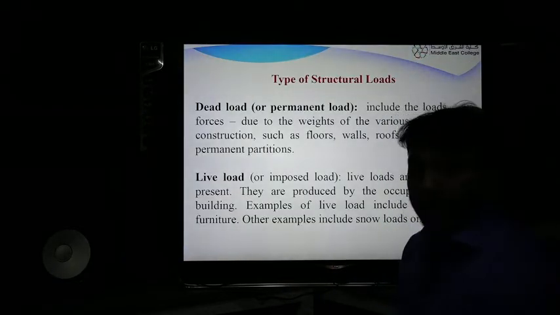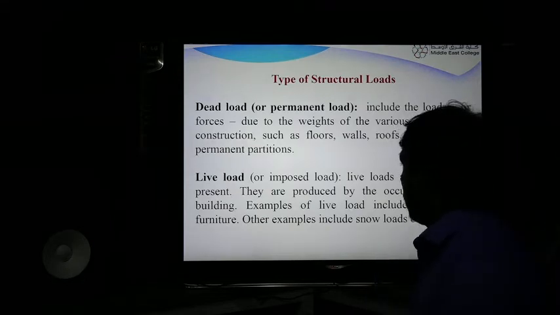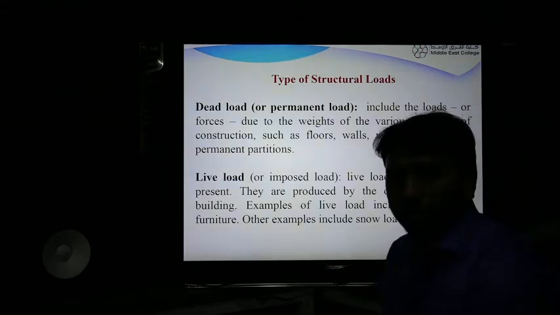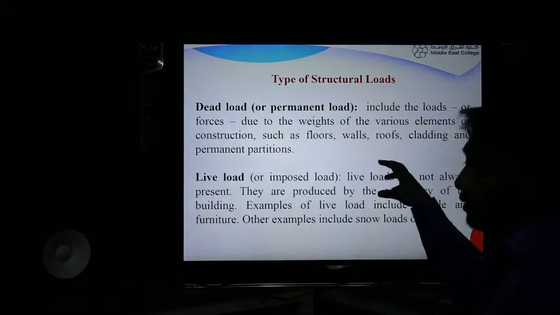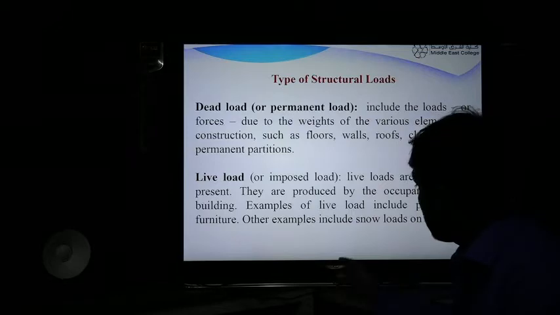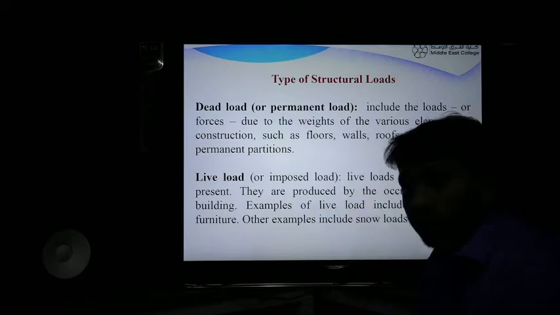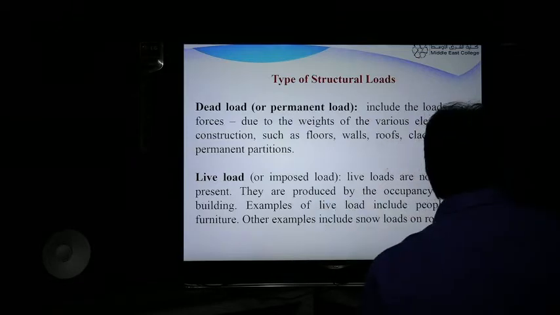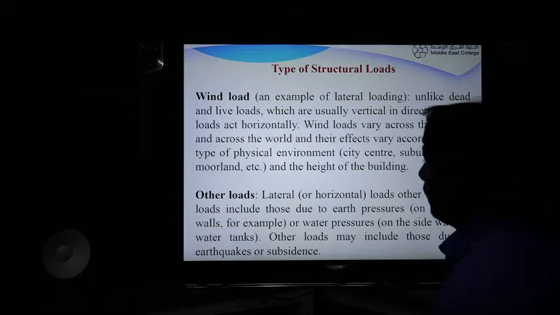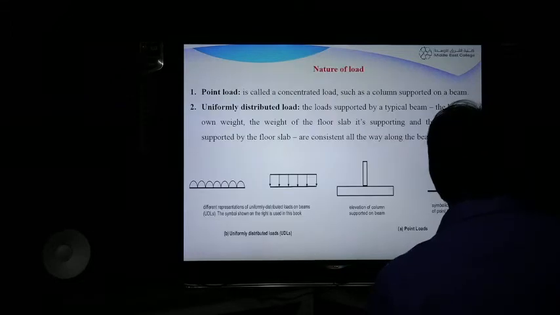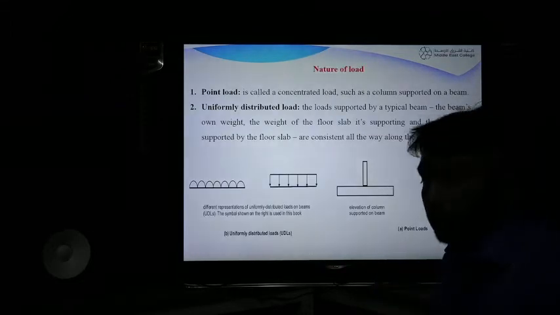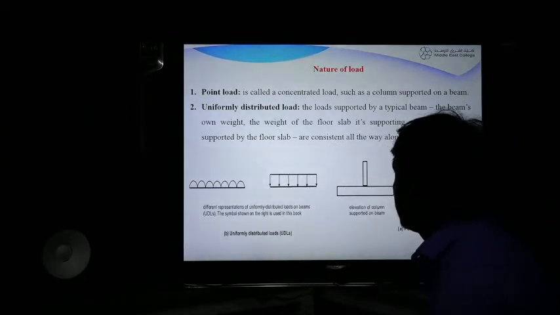You already know what dead load and live load are. You can read about what dead load and live load are, how they come about and how they impose load, and what the types of dead loads and live loads are. Then there is wind load and other types of loads. I want to concentrate more on the natures of loads.